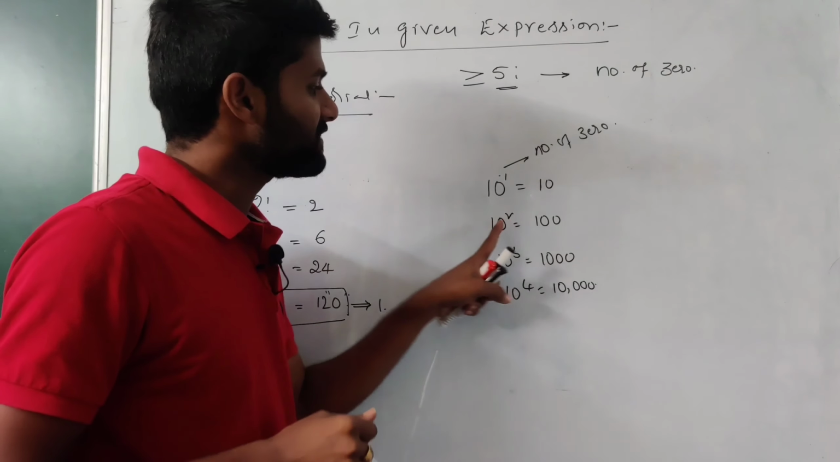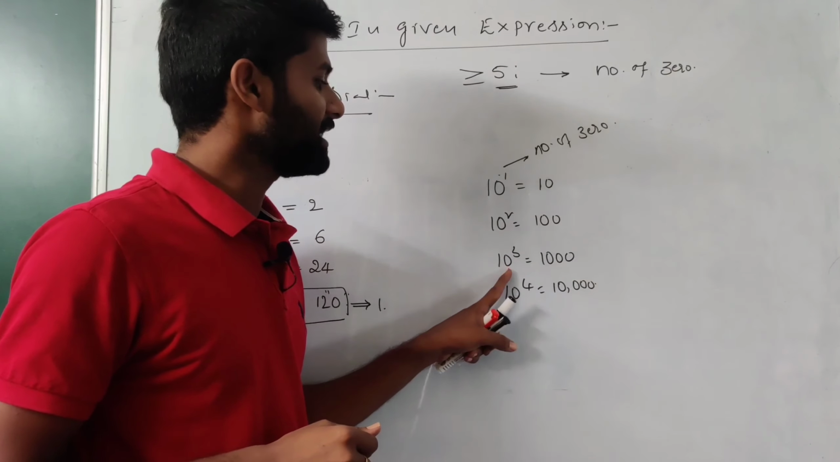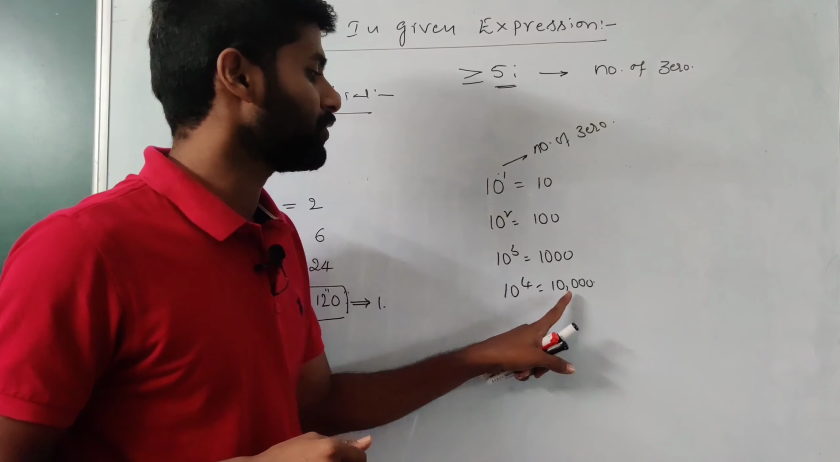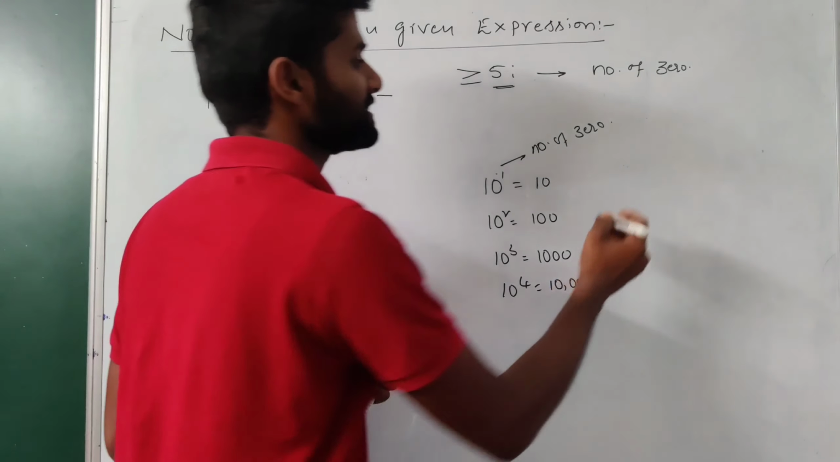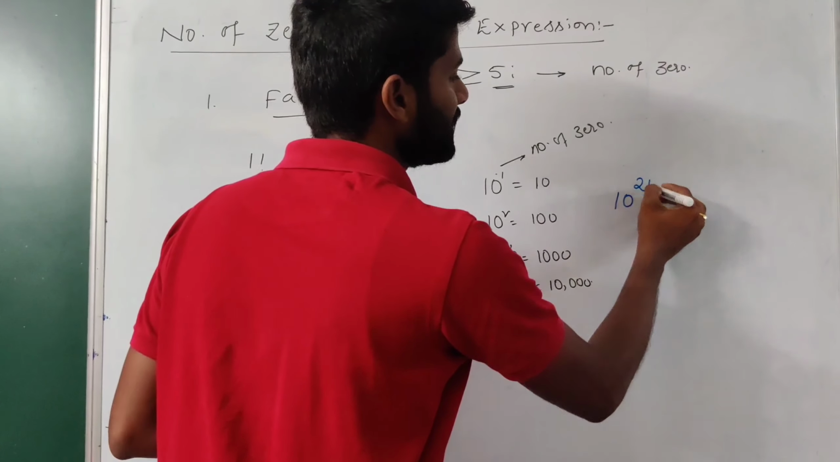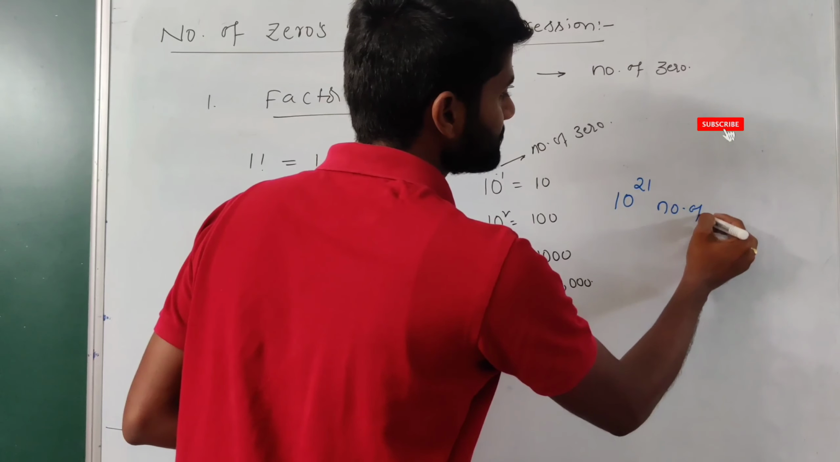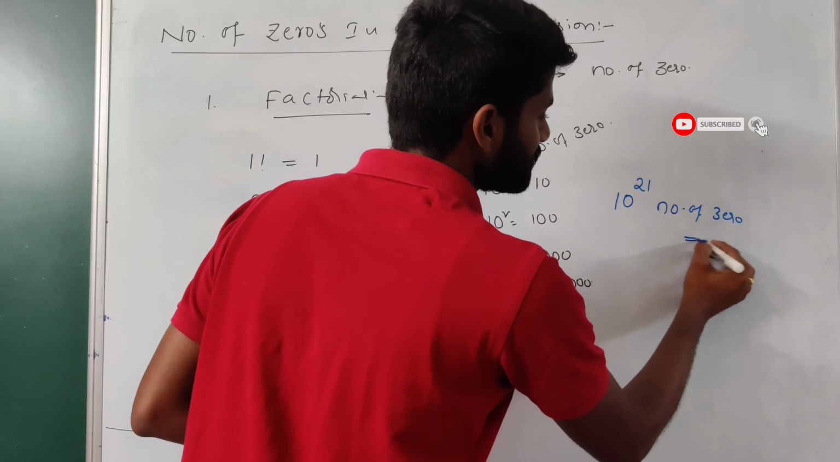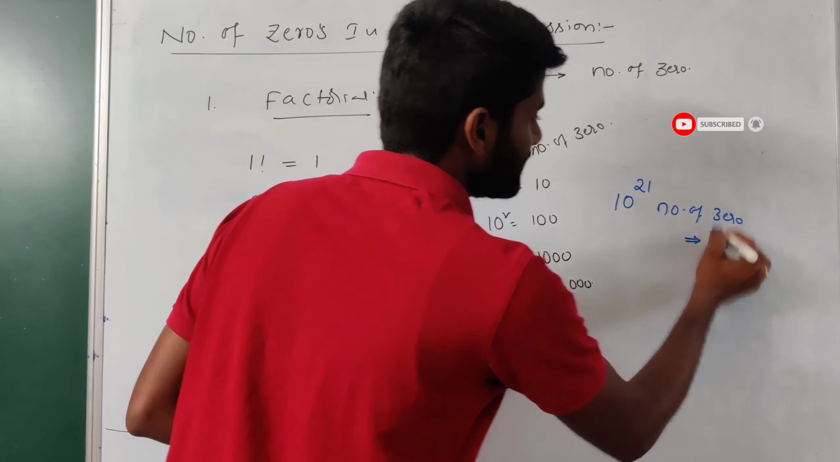10 square means the number of zeros is 2. 10 cube, the number of zeros is 3. 10 power 4, the number of zeros is 4. For example, for 10 power 21, the number of zeros is exactly equal to 21.